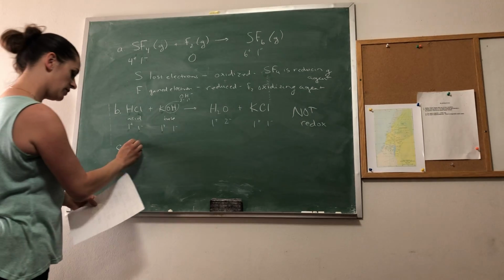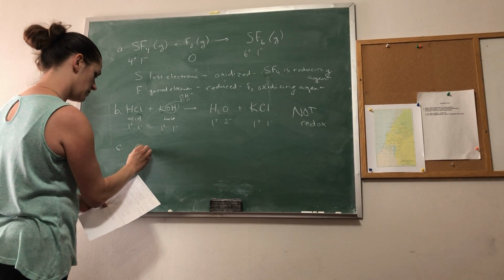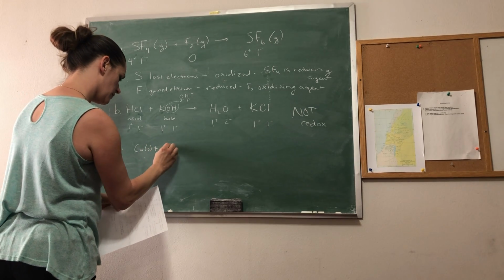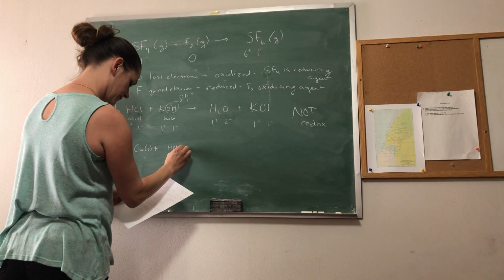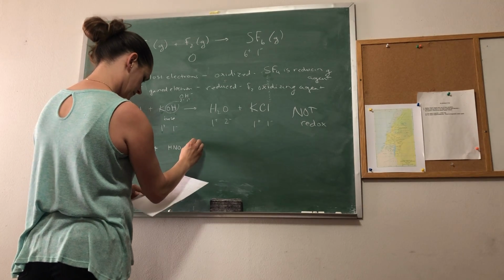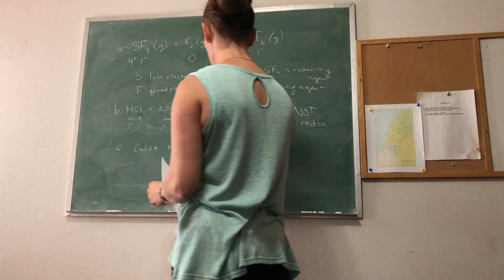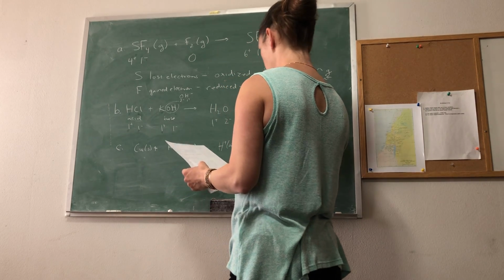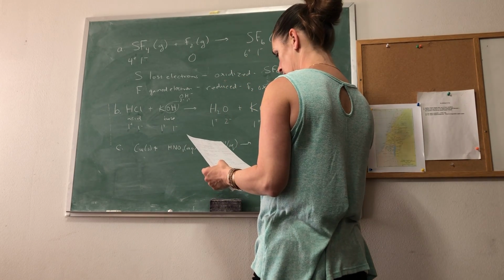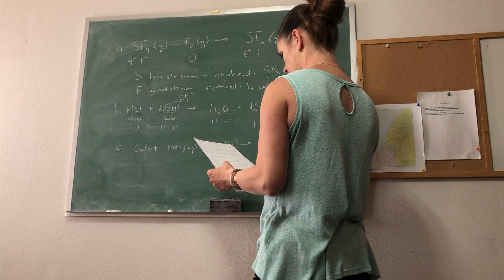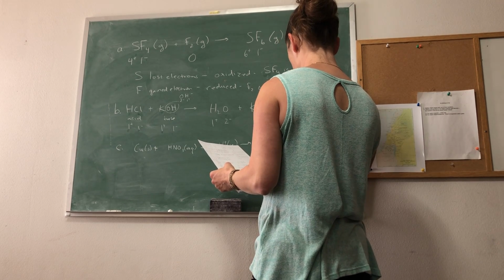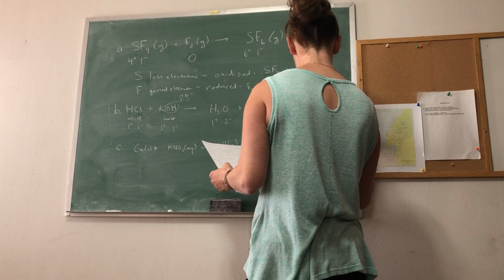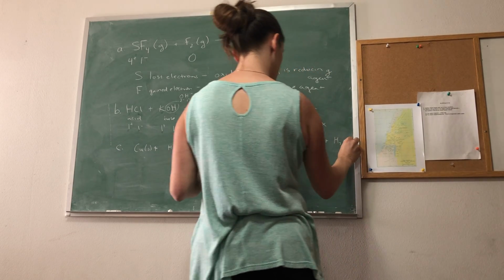So let's do copper solid plus HNO3 aqueous plus hydrogen atoms, which we must have gotten from an acid, makes copper 2 plus, NO gas and H2O liquid. So how can we balance this equation first?